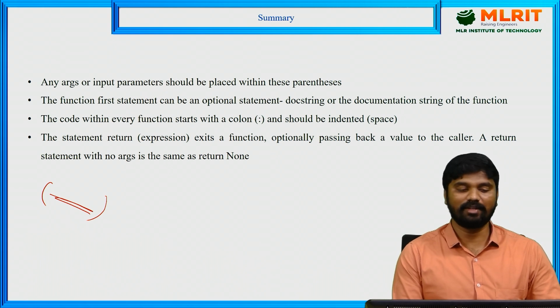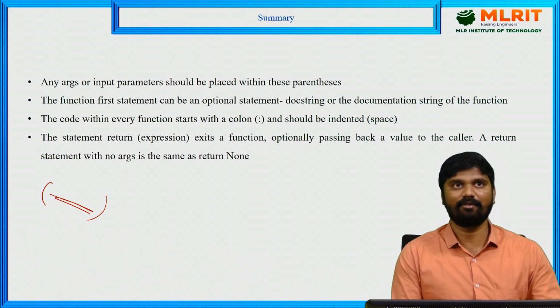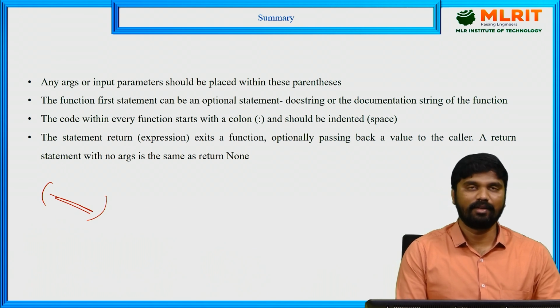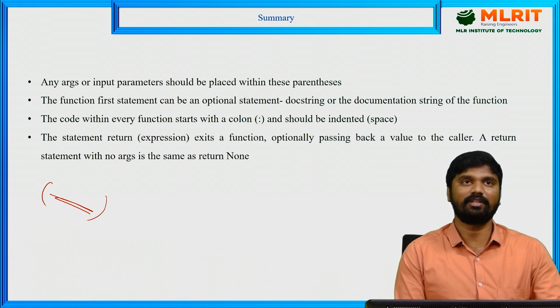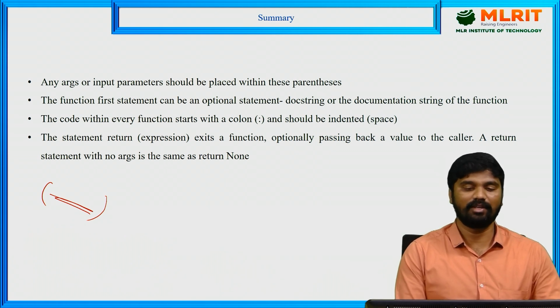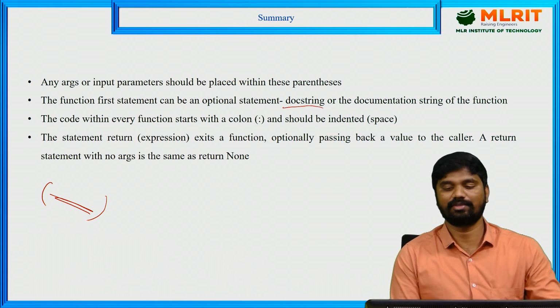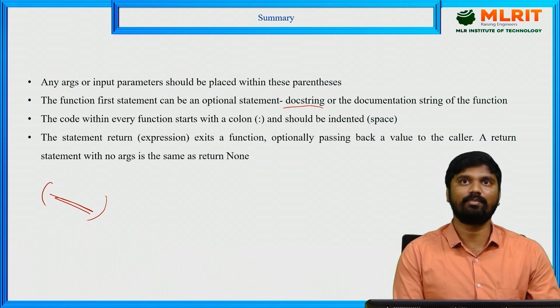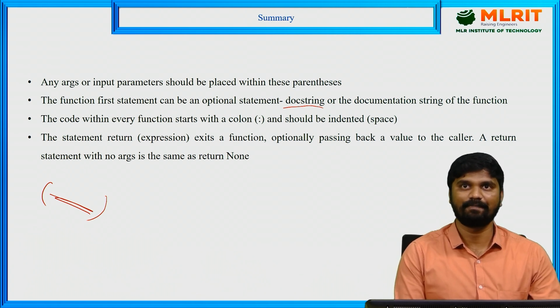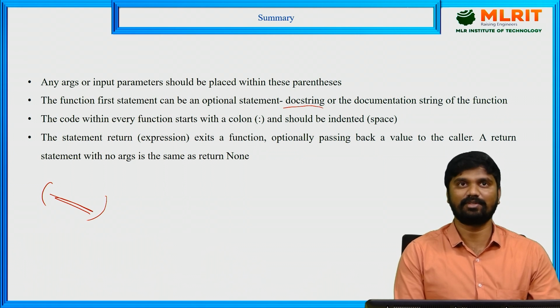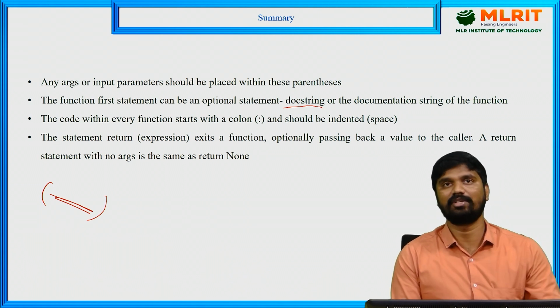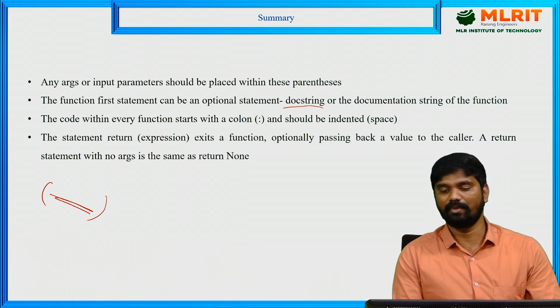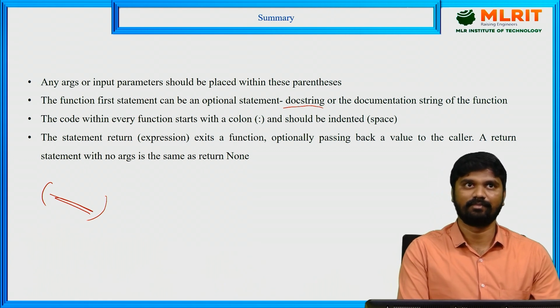Yes, there is one thing before. Whenever you define a function, if you want to give some description about that function, then use the docstring attribute. The docstring attribute is nothing but the documentation string of the function. That means if you want to give some description about that function, then use this docstring attribute. Docstring means documentation string of the function.